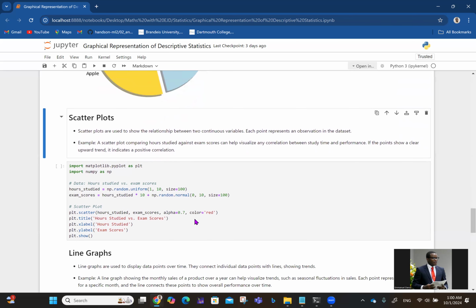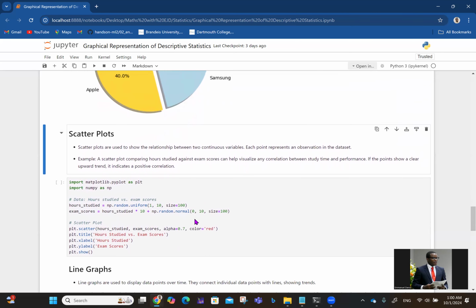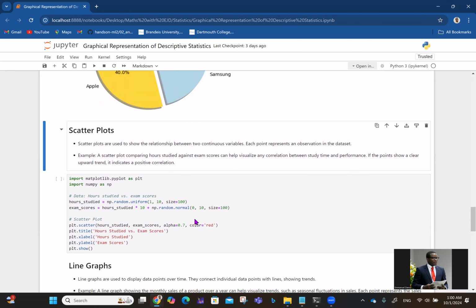Then we also have scatter plots. Now, when things are getting a bit mathematical, right? You want to see things like correlation. We've done covariance and correlation. So if you want to see correlation, scatter plots are really useful in that regard. So scatter plots are used to show the relationship between two continuous variables. Each point represents an observation in the data set.